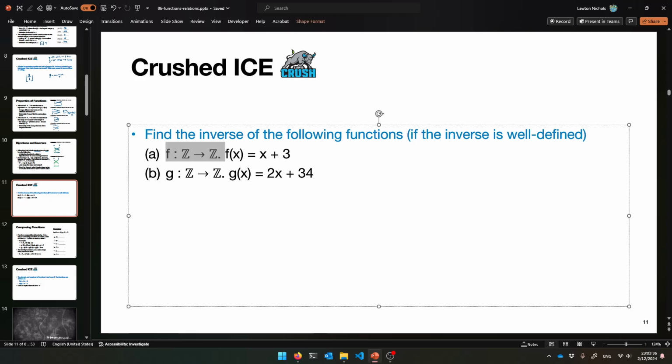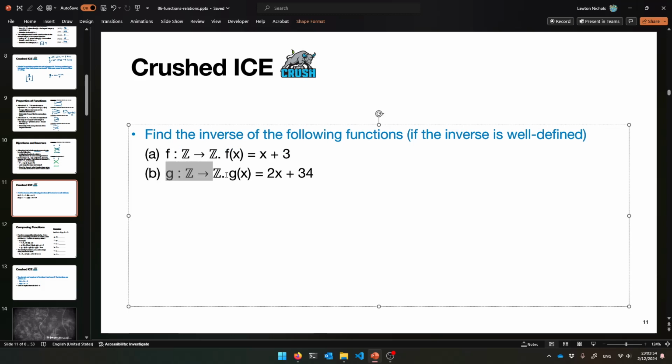All right. So here's a function f. It takes integers to integers. And f of x is equal to x plus 3. So it's going to take integer x's to output x's. So that's f. See if this function f is invertible. If so, find its inverse.